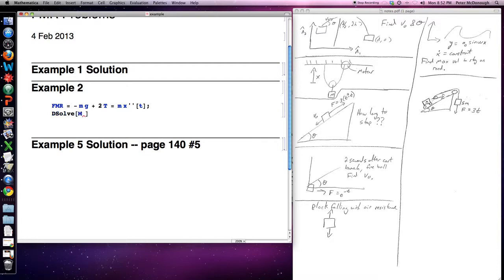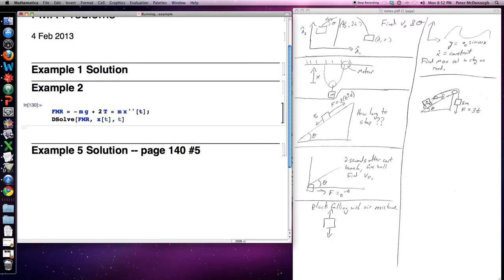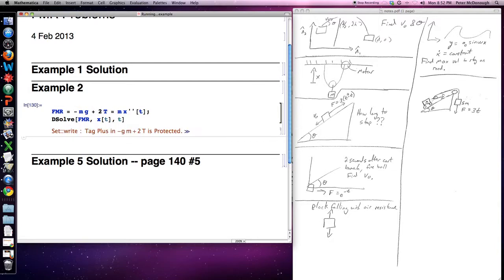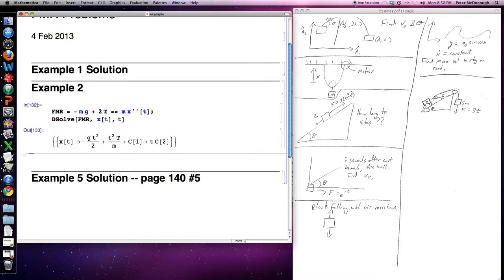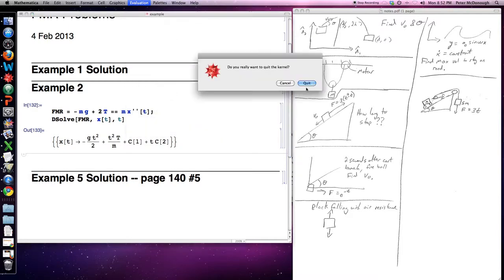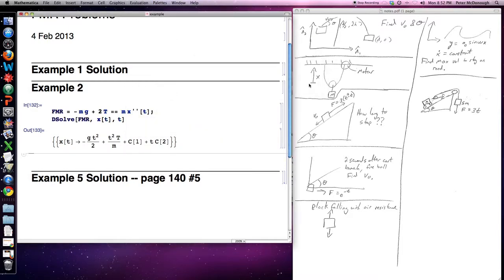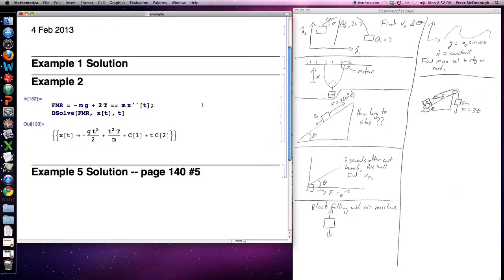Now to solve this as a function of time, I'll say DSolve my force-motion relationship, comma x of t, comma t. Evaluate and solve. I've got an error here. Looks like I forgot my second equal sign. I'll plug that in, and I've got my result. As a fast note, whenever I make a mistake of accidentally assigning something like that, I'll usually clear the kernel to make sure that I don't get a false result, like some symbol staying stored by accident and throwing my results off.